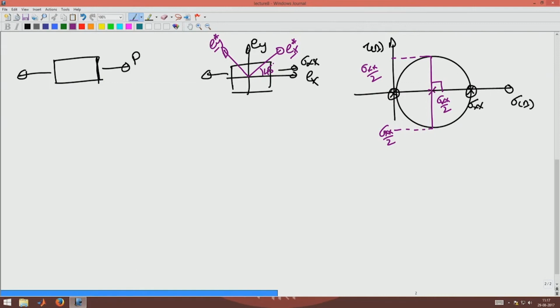Okay. So, if I were interested in finding this Ex star, what will it be? Ex star would be cos 45 Ex plus sin 45 Ey, right. So, that is a normal on which the maximum shear stress occurs.